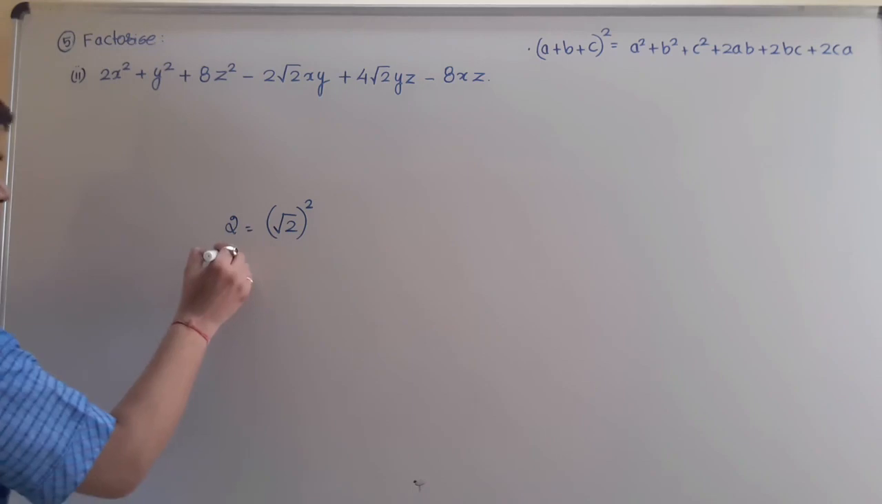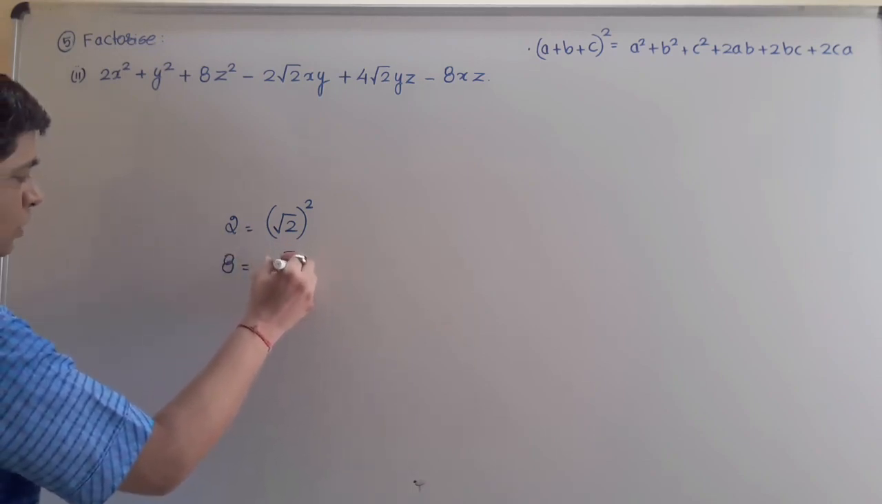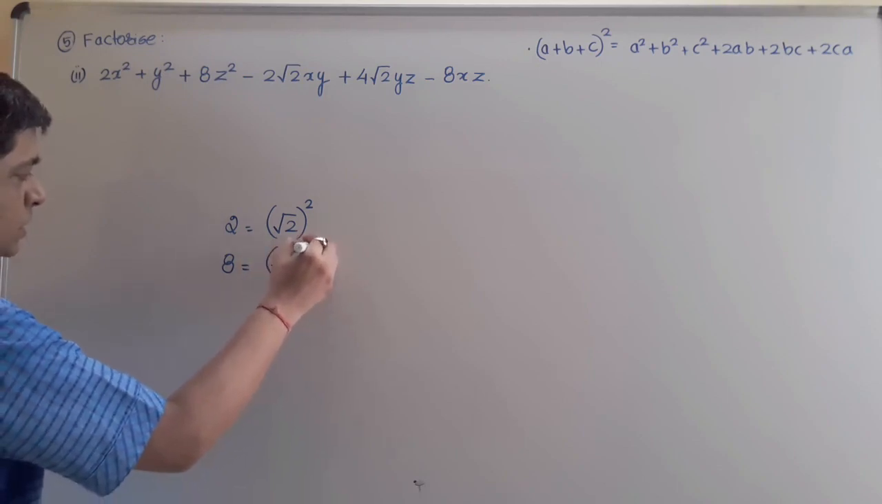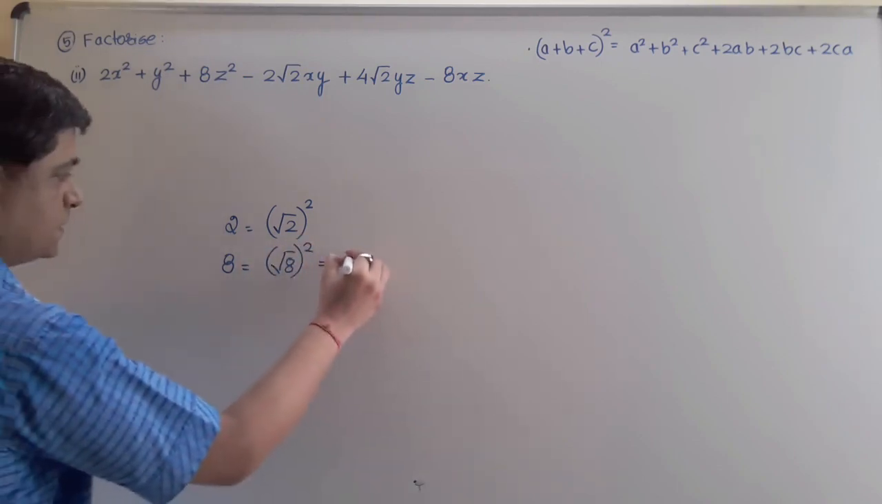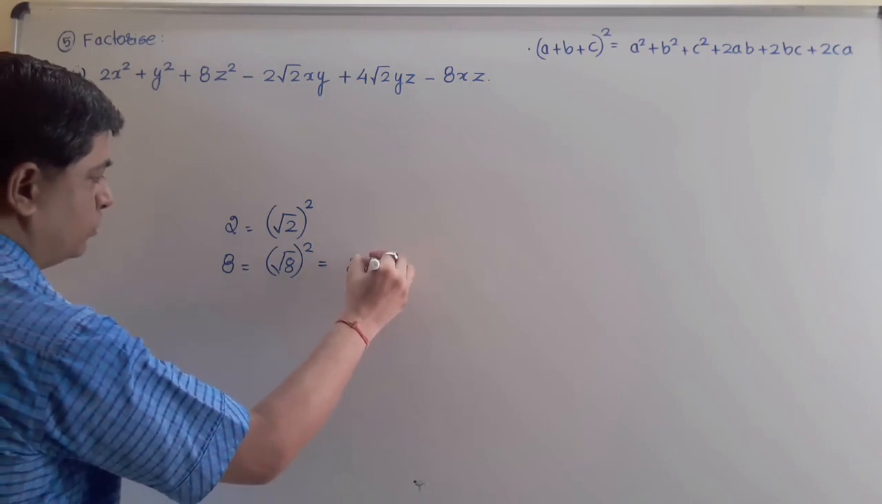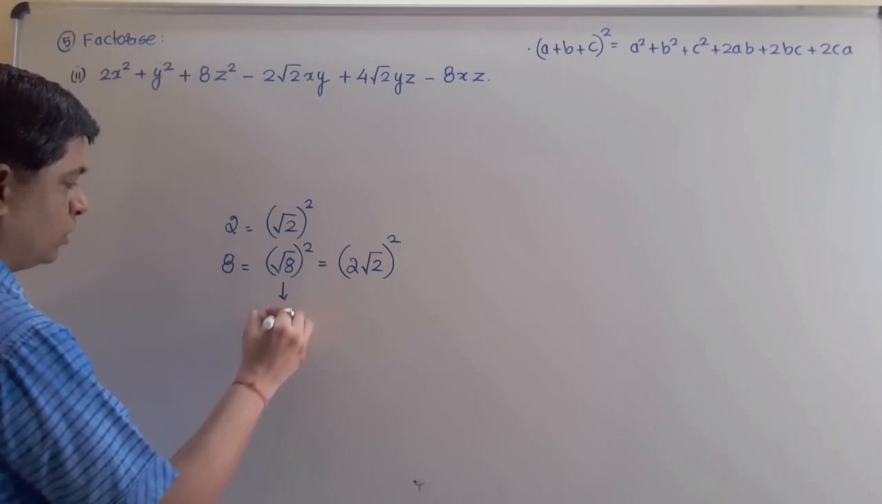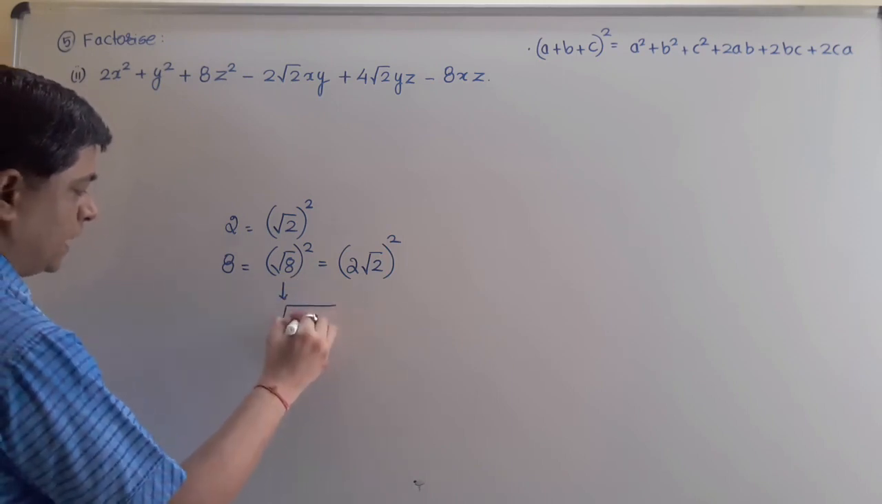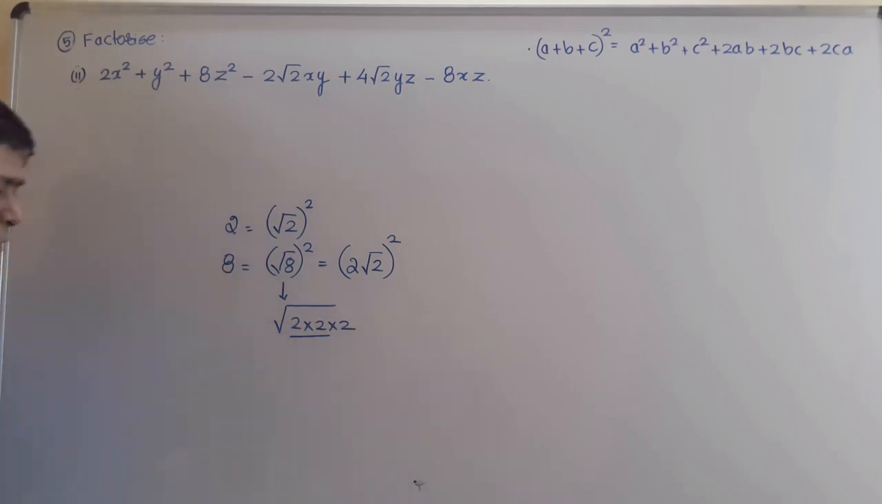Same way, 8 you can write as under root of 8 whole power 2, right? And under root of 8 we can write as 2 under root of 2 whole power 2. How? Because see, under root of 8 I can write as 2 into 2 into 2. One pair of 2 is complete.